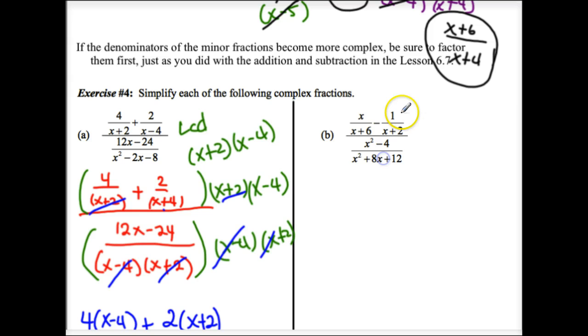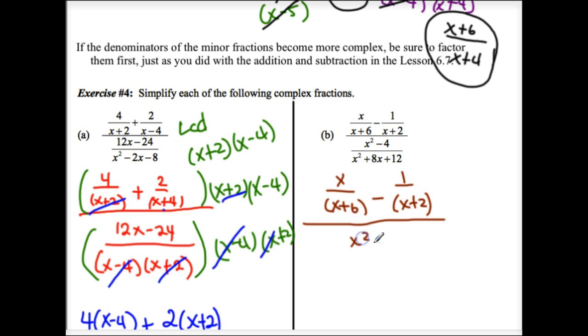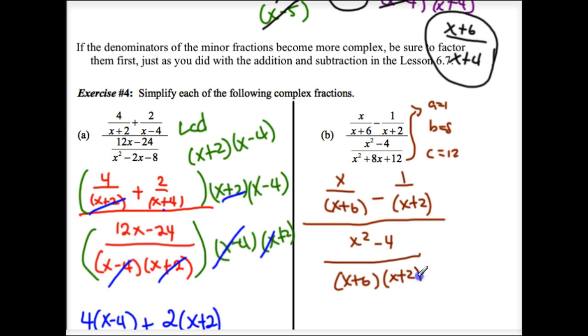So, get rid of my quadratic. That's like my first thing I need to think about. So, I rewrite this as x plus 6 minus 1 over x plus 2. Everything is going to be an x squared minus 4 in the top. The bottom, my A is 1, my B is 8, and my C is 12. Factor that out, I get x plus 6 and x plus 2. Bam, look at this. I see there's an x plus 6 and an x plus 2.